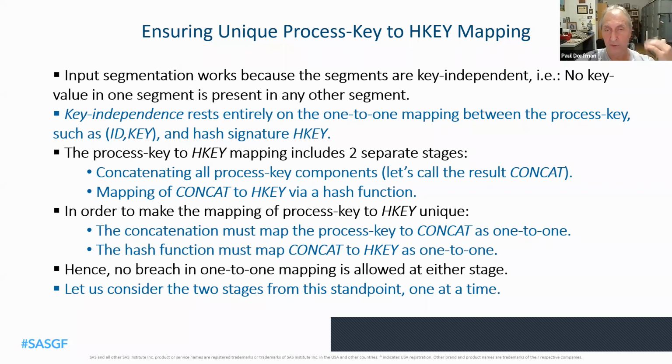So what we do to achieve that is first concatenate all process key components into a single variable, and then map this concatenated variable to the HKEY hash function. So in order to make this mapping unique in the end, the concatenation must map the process keys one-to-one, and then the hash function must map the concatenation to HKEY one-to-one. If one of those conditions is not met, then we won't have what we need. No breach of one-to-one mapping is allowed.